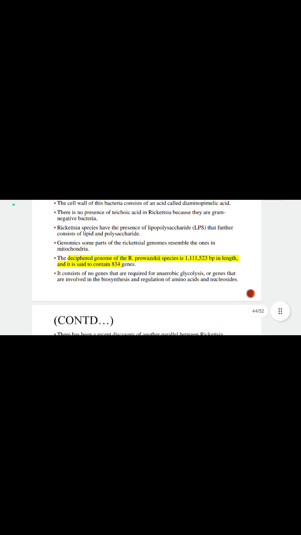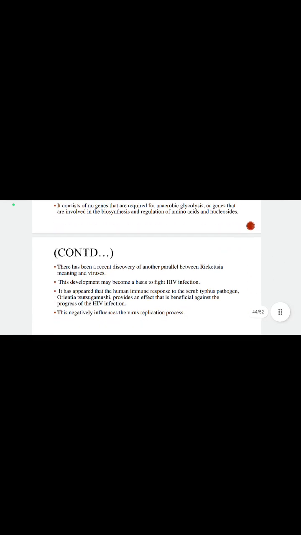It consists of a number of genes that are required for anaerobic glycolysis, or genes that are involved in the biosynthesis and regulation of amino acids and nucleosides. There has been a recent discovery of another parallel between rickettsia and viruses, that this development may become a basis to fight HIV infection.